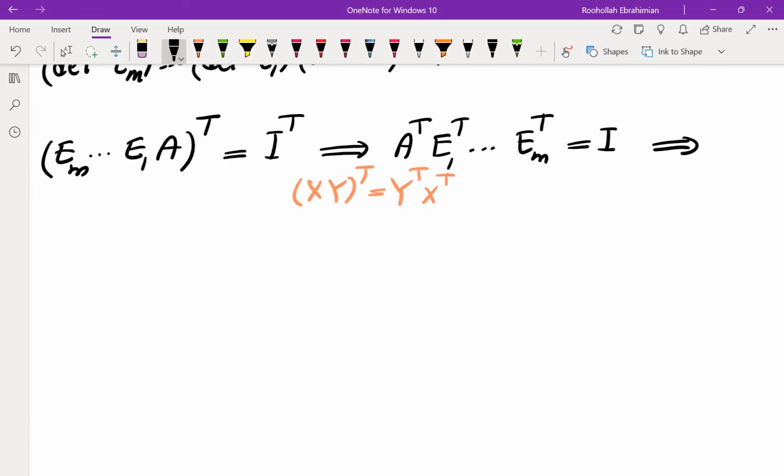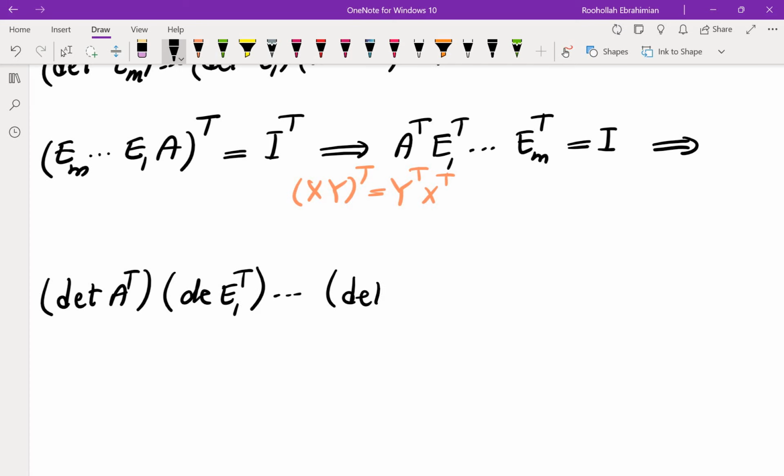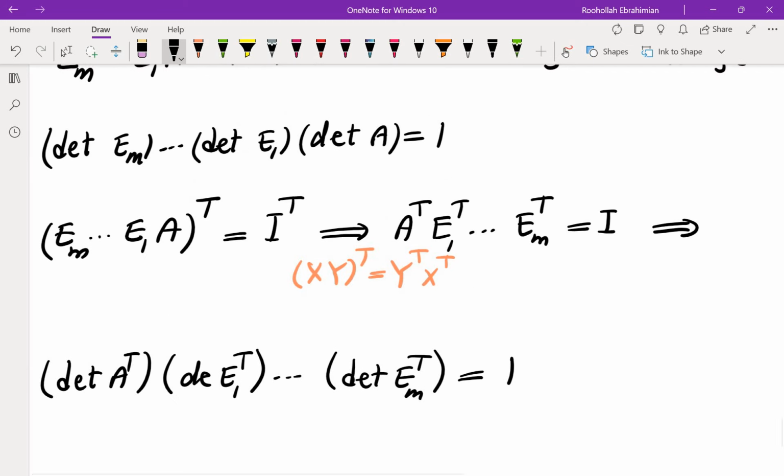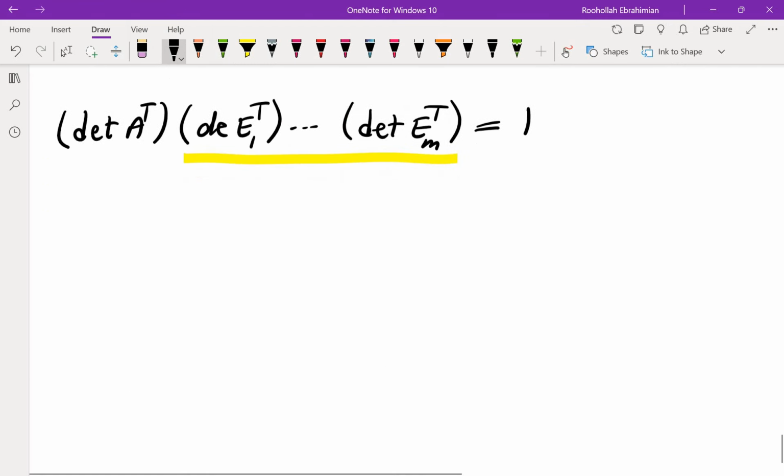So now take the determinant of both sides. We get determinant of A transpose times determinant of E1 transpose all the way to determinant of EM transpose is equal to determinant of identity, which is 1. So if we show that this portion is the same as this portion, then determinant of A and determinant of A transpose would be the same. So we will have to show determinant of an elementary matrix is equal to its transpose.